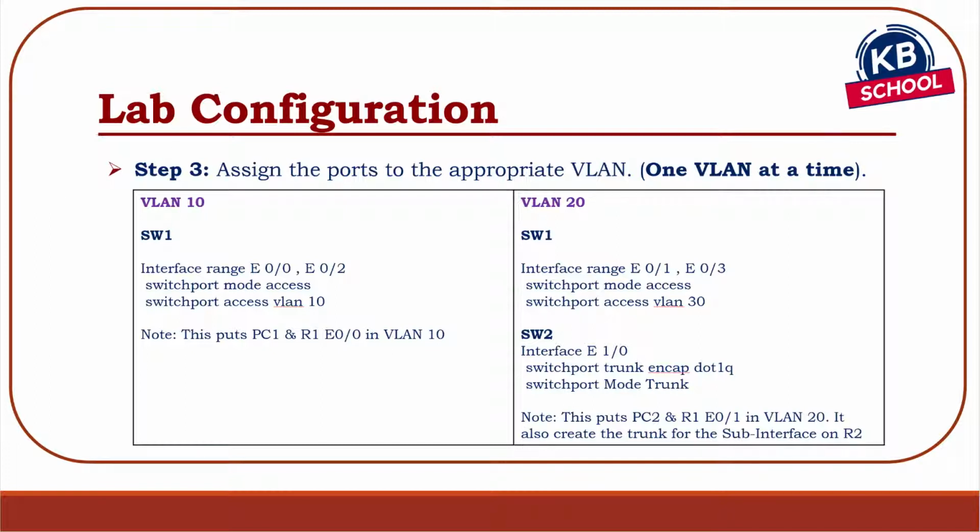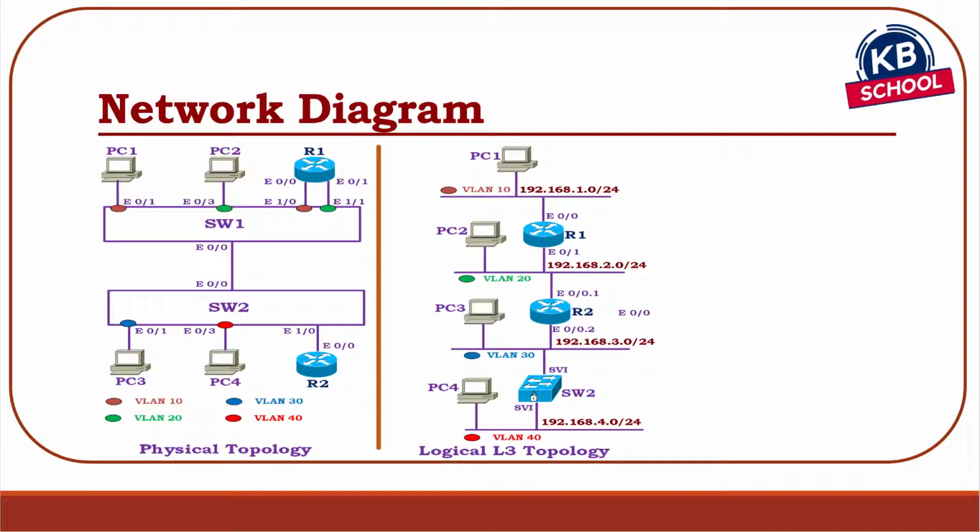So for this, I'll go to this topology over here. I see 2 ports part of VLAN 10. What are the 2 ports? PC's port and R1's E00 port. So this port, E01 of PC1, which is connected to port 0/1 of switch 1, and R1's E00, which is this port, 1/0 on switch 1. So 0/1 and 1/0 on switch 1 should be part of VLAN 10.